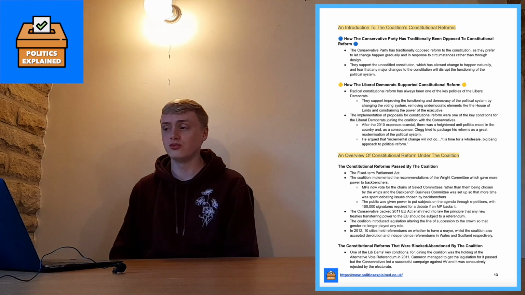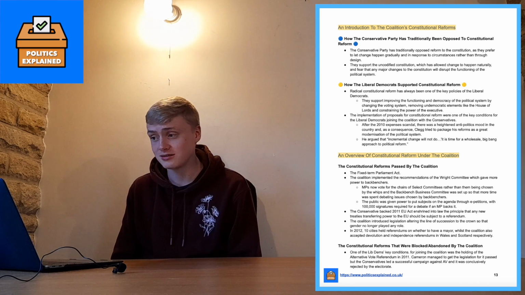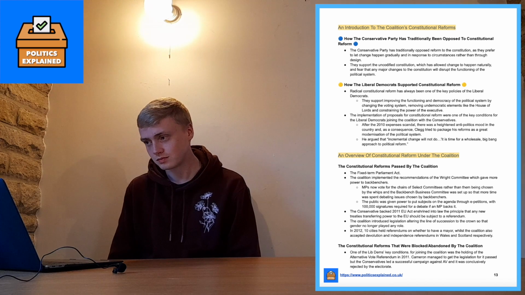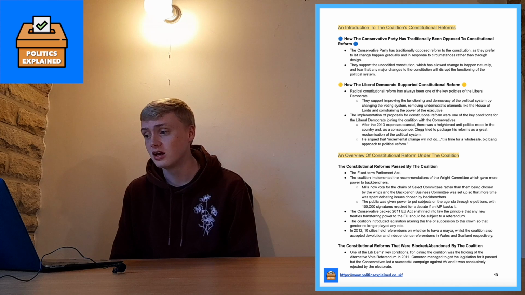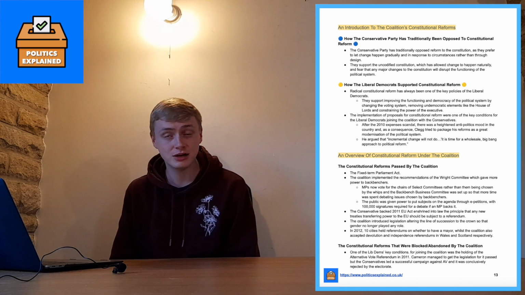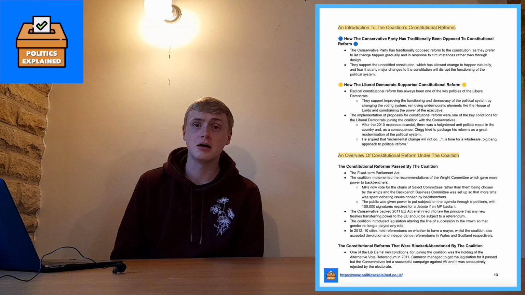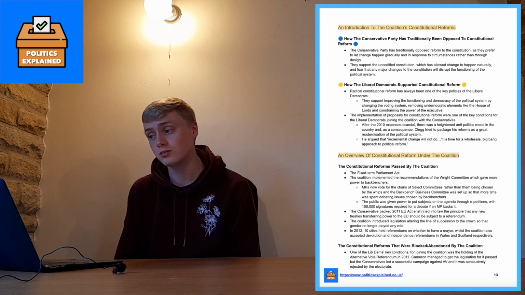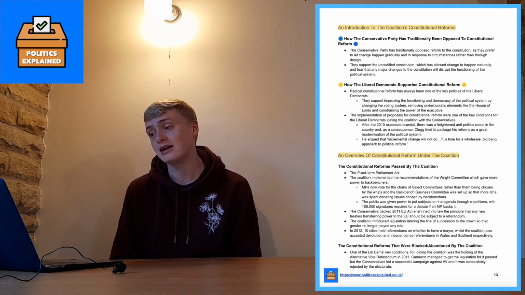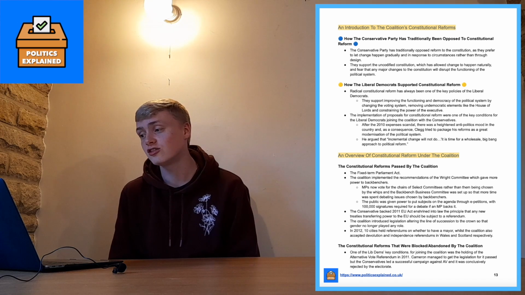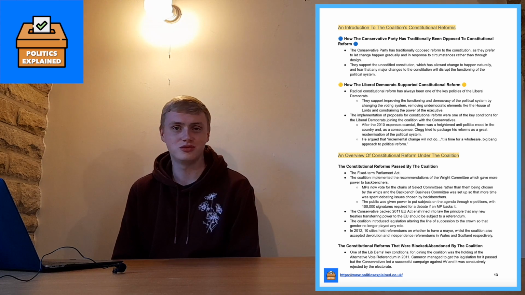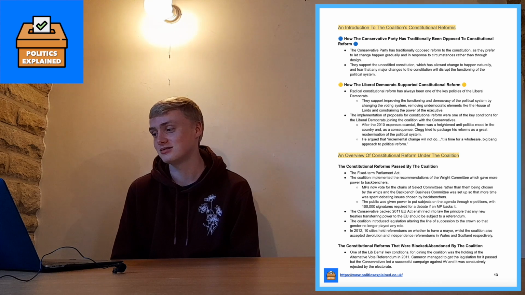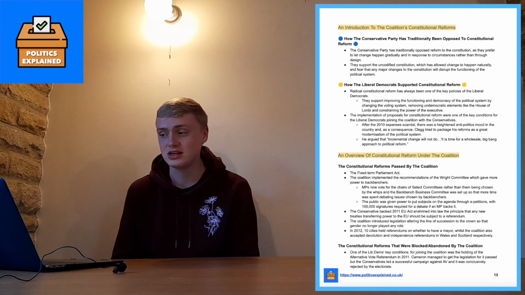So which constitutional reforms were passed? The first was the Fixed Term Parliament Act. The second was that the coalition implemented the recommendations of the Wright Committee, which gave more power to backbenchers. For a bit more detail on that, look at the Parliament videos on the Politics Explained YouTube channel. The Conservative-backed 2011 EU Act enshrined into law the principle that any new treaties transferring power to the EU should be subject to a referendum. Obviously, that was never used and now is completely irrelevant because we've left the EU.